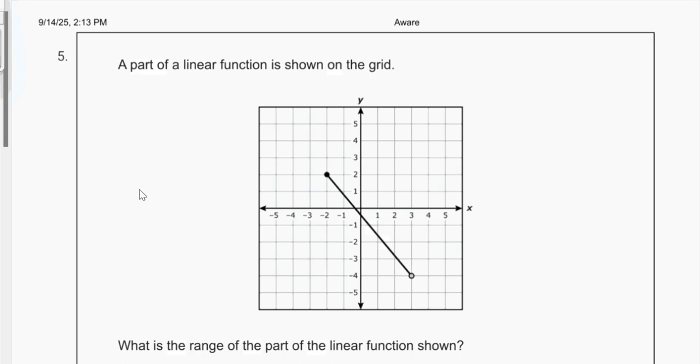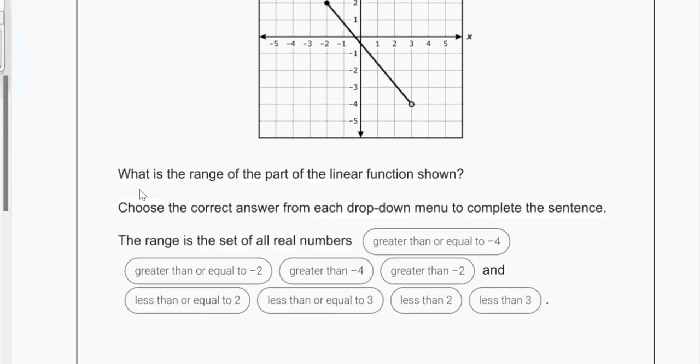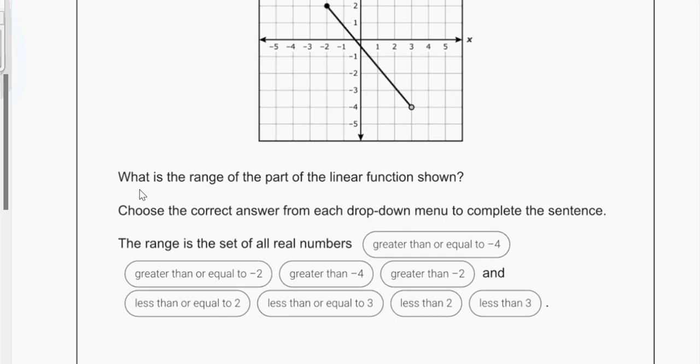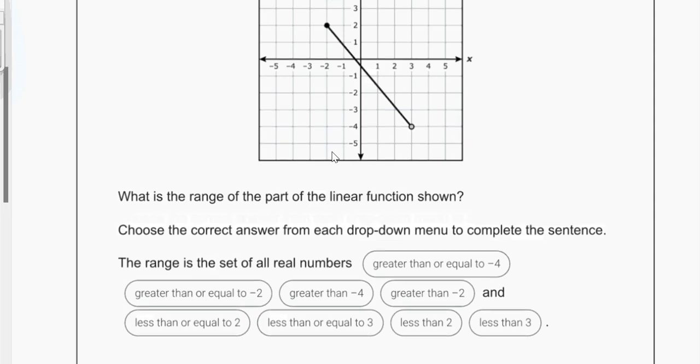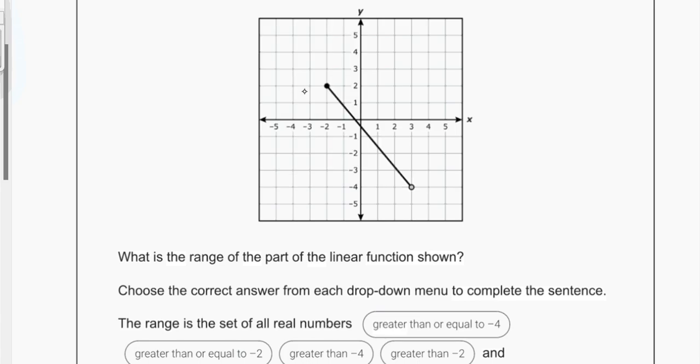Okay, number 5, a part of a linear function is shown on the grid. What is the rate of change of the part of the linear function shown? Oh, I'm sorry, not the rate of change. What is the range of the part of the linear function shown? That was confusing me for a second. Okay, so for the range, I'm looking from bottom to top. I can see I'm starting down here at -4 and it's ending here at 2. So from -4 to 2 is what I'm looking at here.